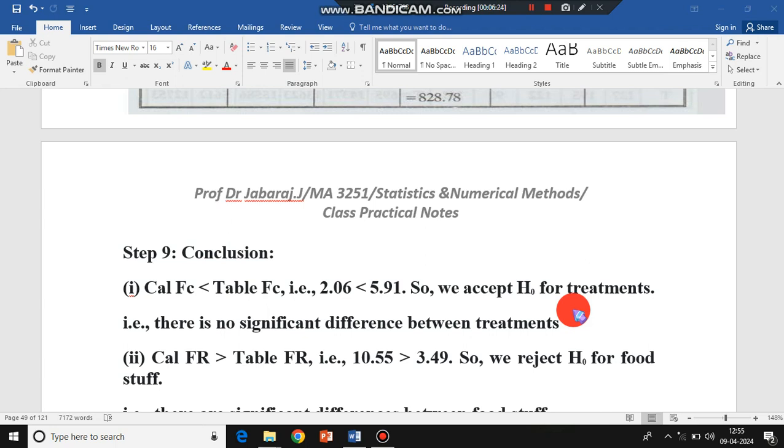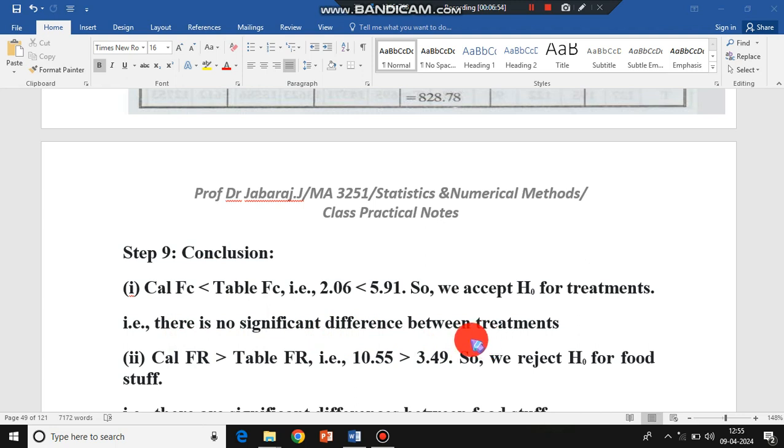So there exists a homogeneity. All the fertilizers or treatments are acting here almost equally. They are similarly performing. That is the meaning of homogeneity, or the meaning of no significant difference between the treatments. So no significant difference means there exists a homogeneity between the treatments.